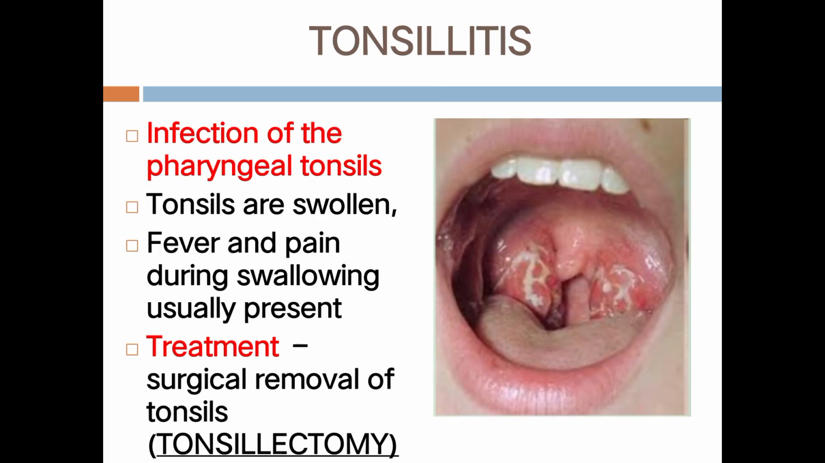Then tonsillitis, infection of the pharyngeal tonsils. Tonsils are swollen, with fever and pain. Fever and pain during swallowing are usually present. Treatment is surgical removal of the tonsils, tonsillectomy.